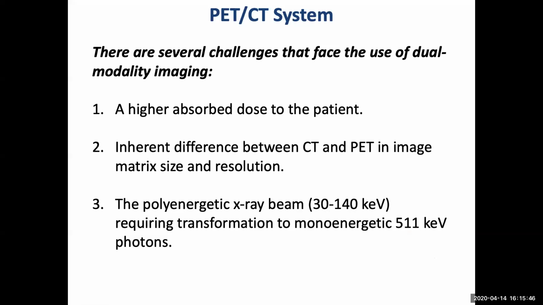There are several challenges that face the use of dual modality imaging. First of all, a higher absorbed dose to the patient, an inherent difference between CT and PET in image matrix size, and also resolution, which is much better in CT than PET. You need to find a way to overcome this, to fuse the two images, CT and PET. Also, in the CT we use an X-ray beam of 30 to 140 keV, while the energy of the photons transmitted by the patient is 511 keV. To apply the attenuation correction, we need to do a kind of linear transformation to get an accurate attenuation correction map for 511 keV from the 30 to 140 keV of the X-ray used in the CT scan.